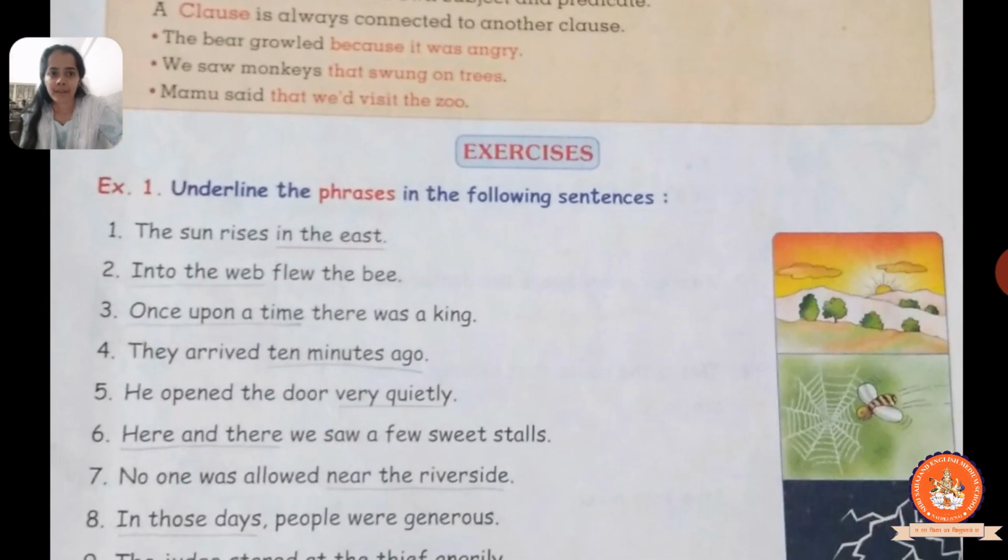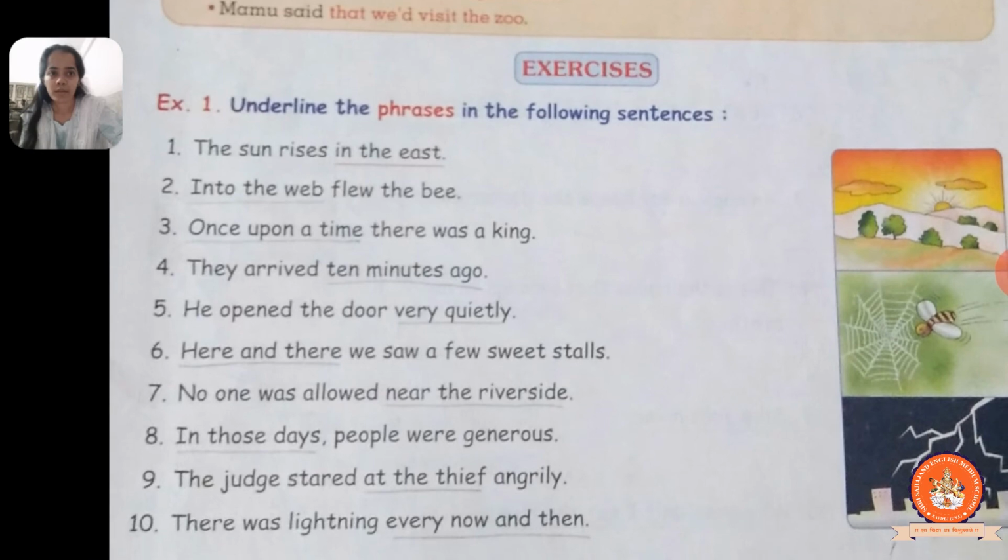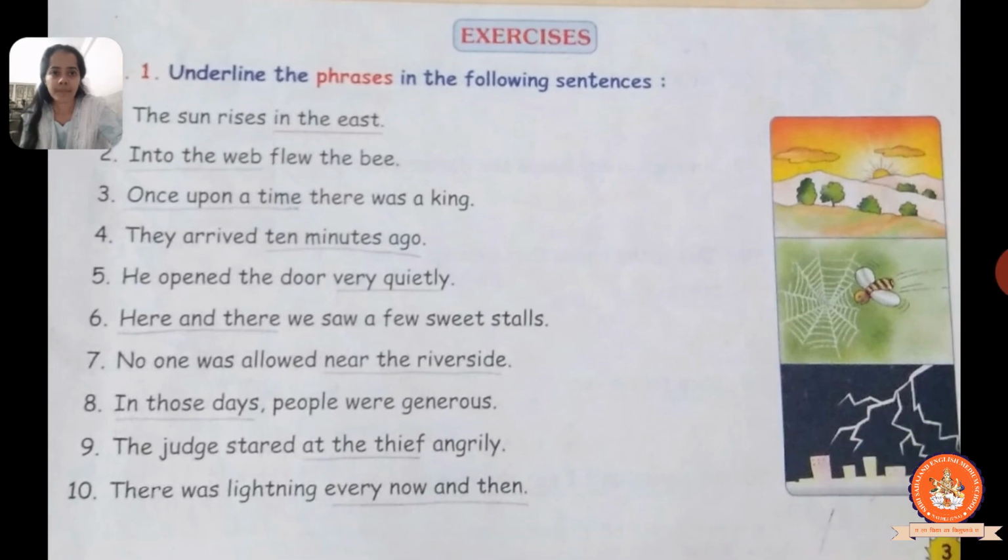Now coming to our exercise. Here we have to underline the phrases in the following sentences. So first one, the sun rises in the east. The sun rises, but where does it rise? In the east. So in the east is the phrase. That is already underlined because it is given as the example. Then second one, into the web flew the bee. Where did the bee fly? Into the web. So into the web is the phrase. You have to underline it in your book, into the web.